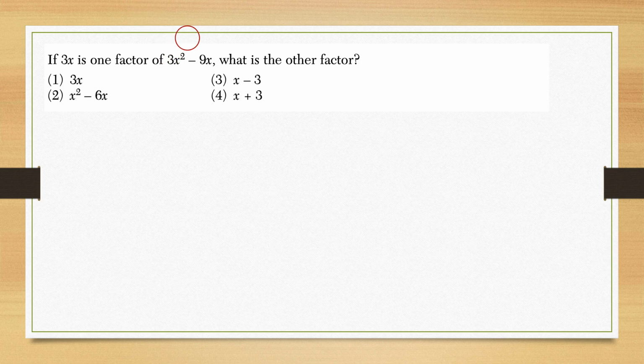Okay, so the other is x minus 3. And you can tell because if you, first off, just factor 3x squared minus 9x, take out the common factor of 3x, you're left with x minus 3. But if for some reason you weren't comfortable with that, you could just distribute 3x times each of the four choices, and only one of them will get you 3x squared minus 9x. Okay, just distribute back to check. That's all you got to do.